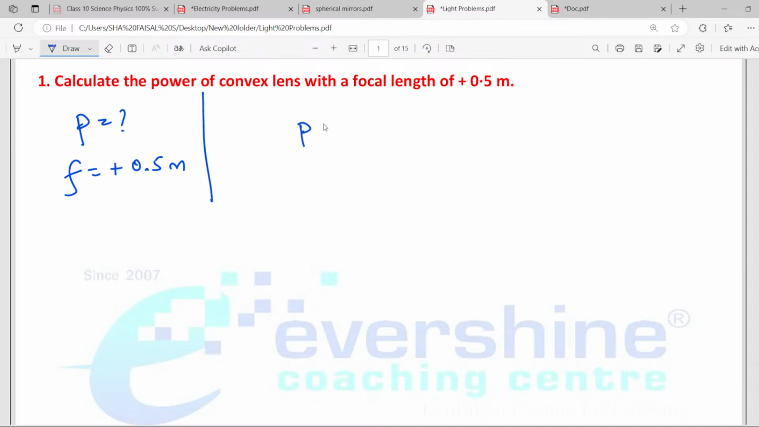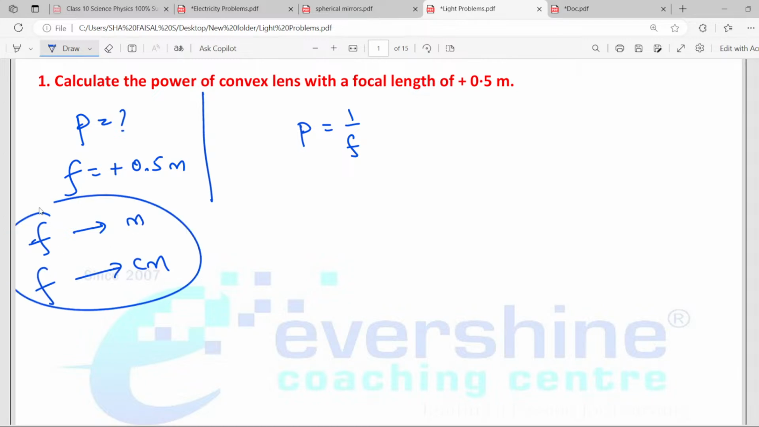Okay. We have a formula, P is equal to 1 by F. So the power of a lens is given by the formula P is equal to 1 by F. And also, very important here: check if the focal length is given in meters or in centimeters. Understood? If they give it in meters, what should we write? If they give it in centimeters, what should we write? Again, I am repeating. Clear? Okay. So the general formula for power of a lens is 1 by F.